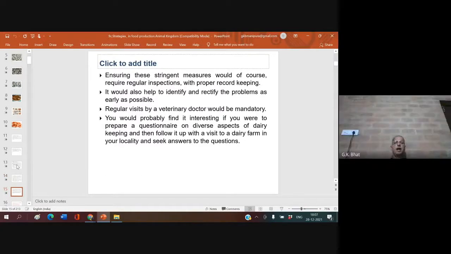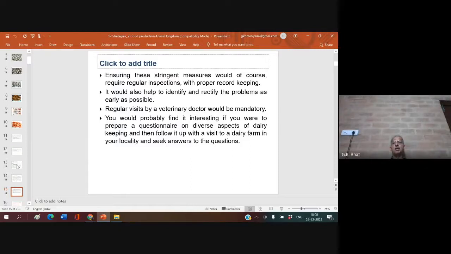No, sir. Ensuring these stringent measures would, of course, require regular inspection with proper record keeping. We must know how much fodder is put. When we say fodder, you know, it is not only the vegetative food, not only the greeneries, leaves, grasses, etc., provided to the cattle. Even, you may be knowing, what you call cake, oil cake, coconut oil cake, groundnut oil cake, these are also provided to them.